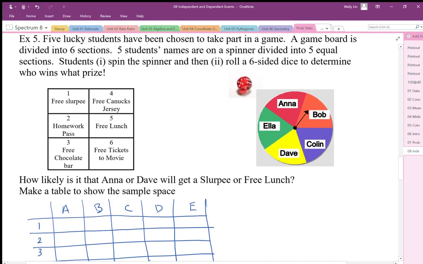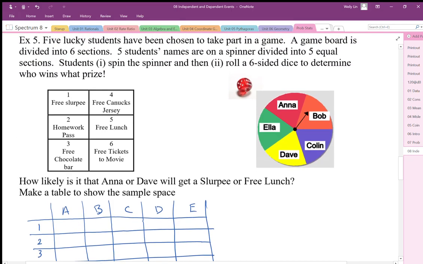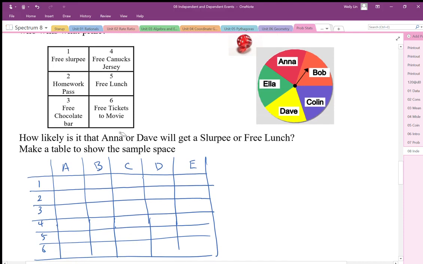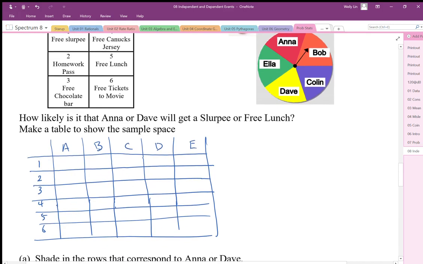So we're going to select the spinner and then roll the dice to get the prize. So we have these consecutive events going on. Now, it says here, how likely is it that Anna or Dave will get a Slurpee or free lunch? Okay, the or is really troublesome. So we have to be really careful with the or.